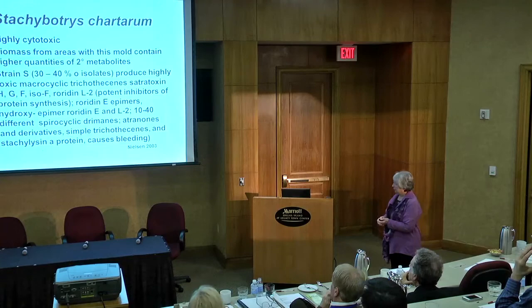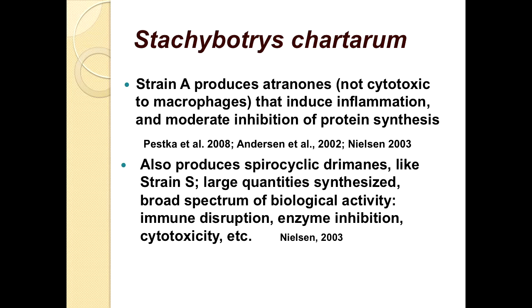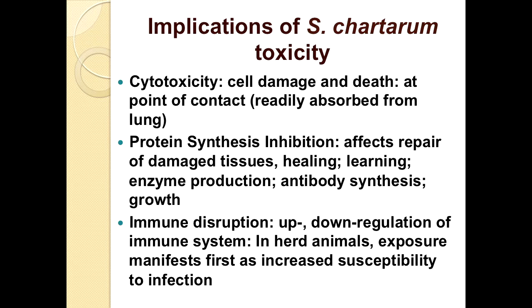So the other strain only produces those atranones that are not cytotoxic to macrophages, but they are inflammatory agents, and they cause a moderate inhibition of protein synthesis. They also produce the drimanes and a lot of molecules that have not been well analyzed. So what are the implications of Stachybotrys chartarum toxicity? They're readily absorbed via the lung, so they carry throughout the body, and they are cytotoxic. So where they land, they will influence the life of that cell. Protein synthesis inhibition affects repair of damaged tissues, so healing. It affects learning. You can't produce ATP unless you have metabolic protein synthesis occurring. It affects enzyme production. It is involved in antibody synthesis, which are proteins, and it's involved in growth.